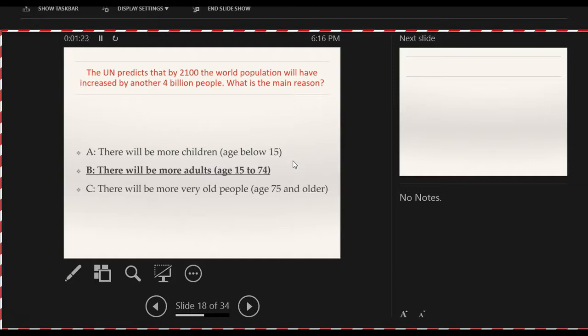The UN predicts that by 2100, the world population will have increased by another 4 billion people. And what would be the main reason? Not because we're having more children, not because we're living longer and having very old people, but because there will be many more adults, a much larger working population, actually.